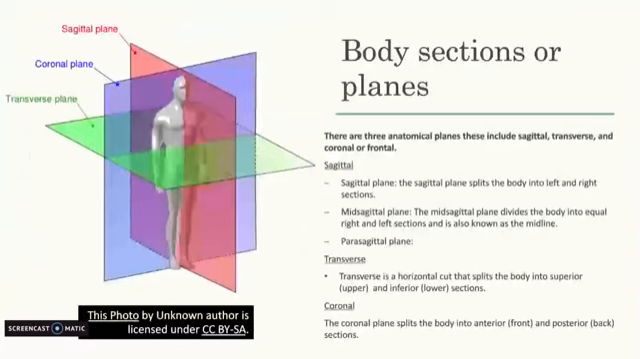Next, I have body sections and planes. There are 3 anatomical planes in this. These include sagittal, transverse, coronal, and frontal.